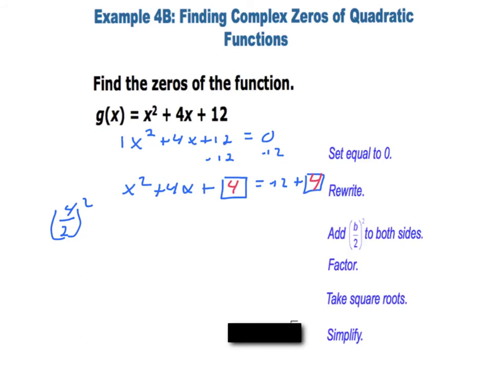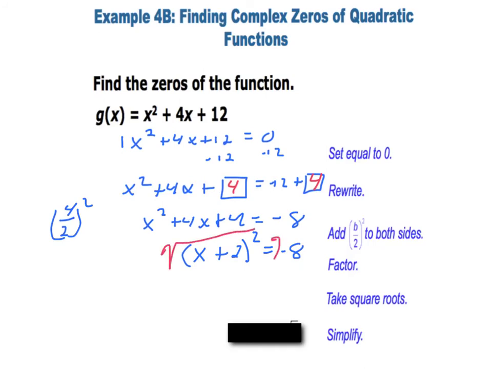Now, simplifying this, I have x squared plus 4x plus 4 is equal to negative 8. All right, now let's factor it. So I know it's going to come up with x plus 2, the quantity squared, equals negative 8. Now, we're going to take the square root of both sides, just like that. And I'm left with x plus 2 is equal to plus or minus the square root of negative 8. Lastly, I'm going to subtract 2 from both sides, and I will get x is equal to negative 2 plus or minus the square root of negative 8.